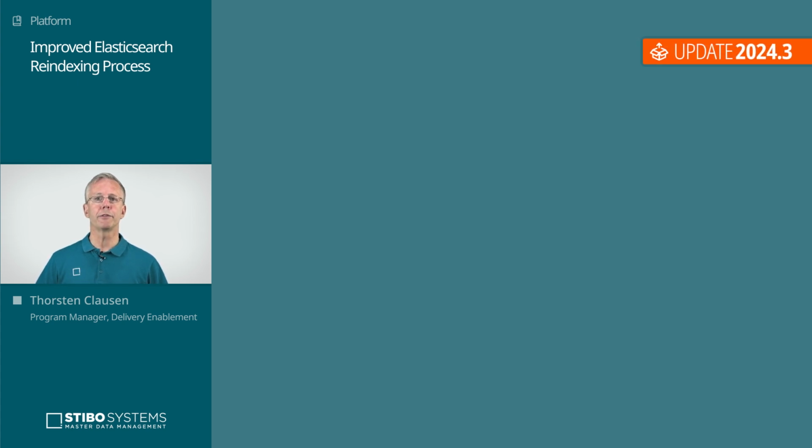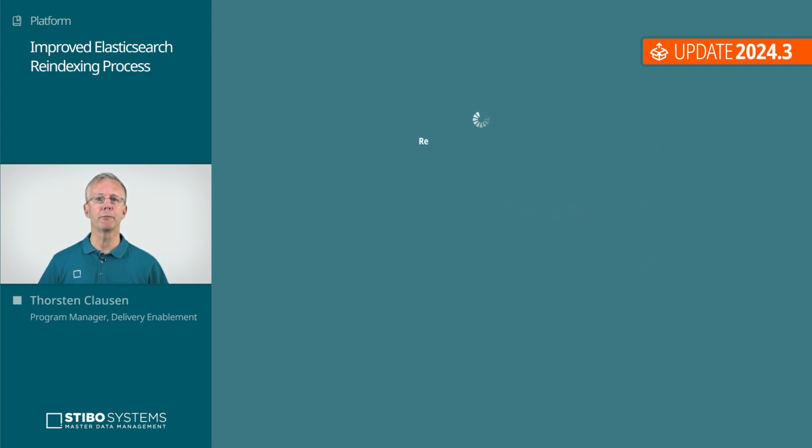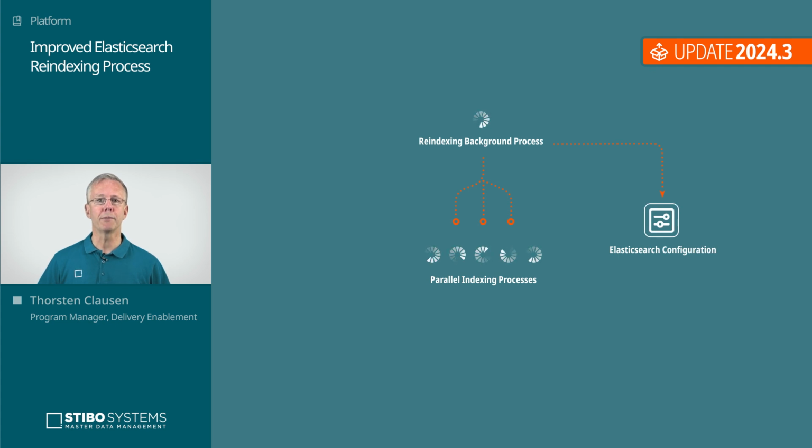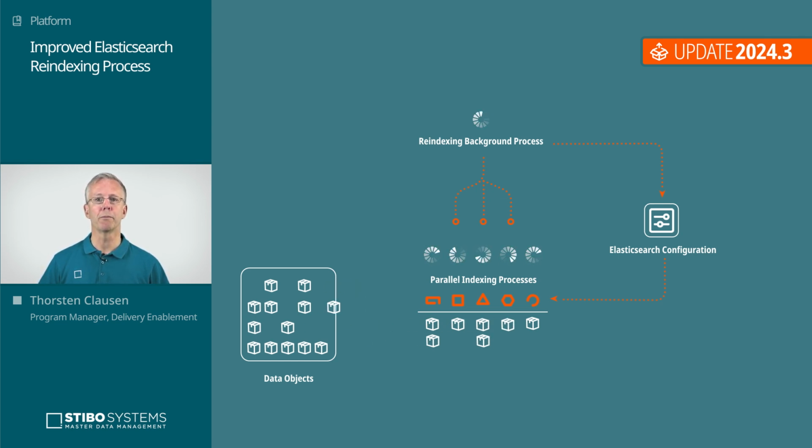In Update 24.3, the reindexing mechanism has been entirely separated from the event queue. Now, the background process, so far responsible for generating reindex events, takes control of multiple parallel background processes that handle reindexing. The reindexing background process autonomously identifies the object types specified in the Elasticsearch configuration and gathers all objects to be processed. The objects are then organized in batches and processed by the parallel background processes controlled by the reindexing background process.